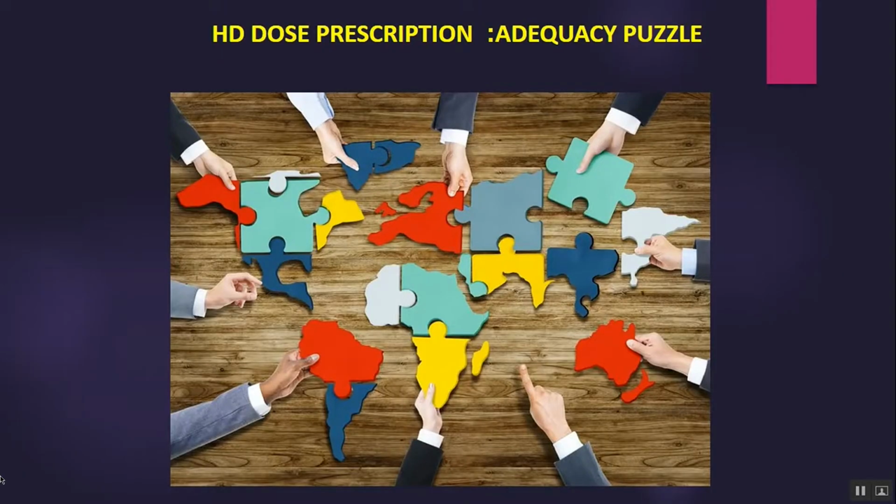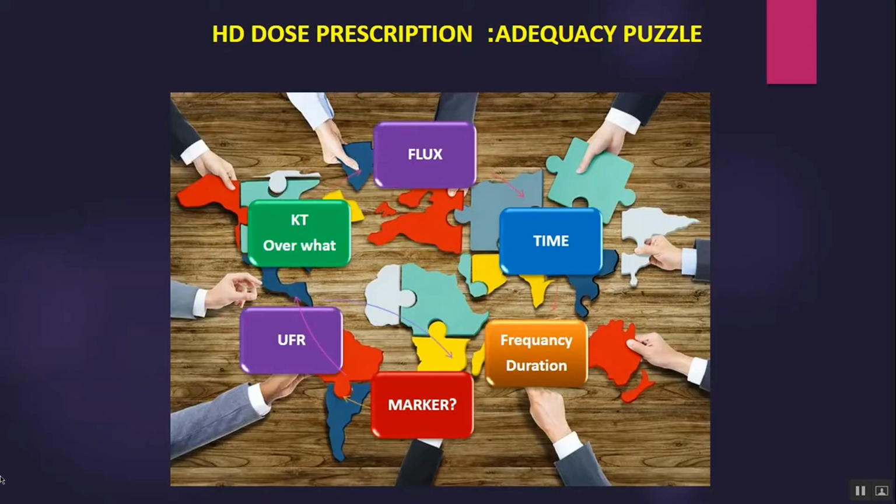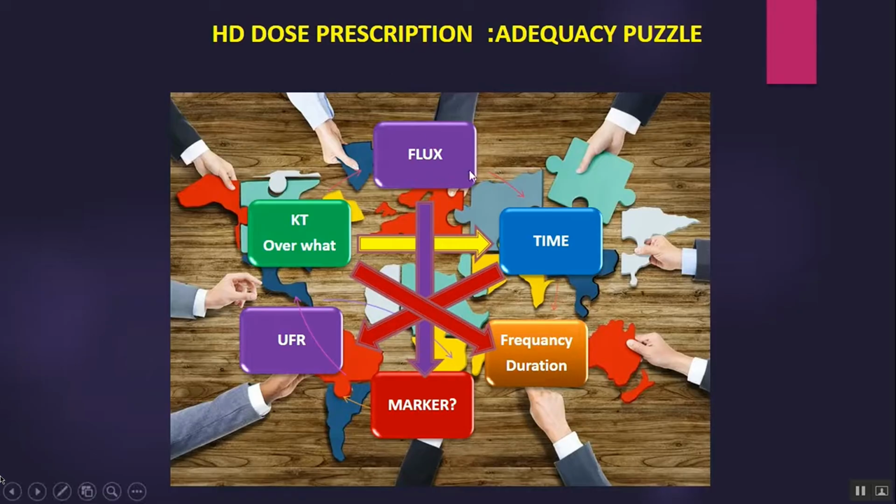لما نيجي نبص على الهيموداياليسيس دوز بريسكريبشن هنلاقي فيه حاجات كتير جدا مسؤولة، زي الفلكس، تايم، الفريكونسي، الديوريشن، ultrafiltration rate and the KT over V. كل ده ليه علاقة ببعضه، ما نقدرش نفصل حاجة عنهم. يعني لو استخدمنا high flux membrane still we are in need of prolonged time, more frequency, controlled ultrafiltration rate, and assessment with a new marker or a marker of KT over V.